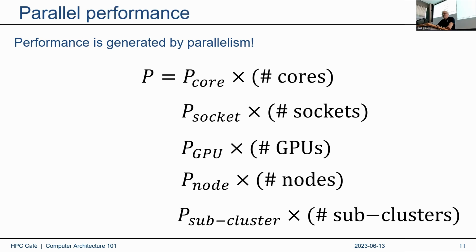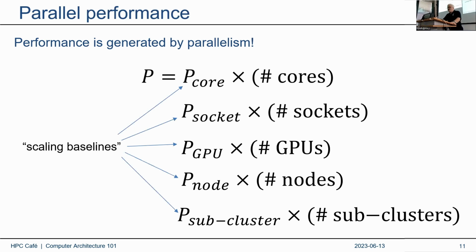So how I look at performance may depend on which hardware unit I use as a baseline. And this is very important because these hardware units have different bottlenecks that they share or don't share. So in terms of performance scalability, we call these hardware units scaling baselines. Some people are interested in how their code scales with the number of cores. Some are interested in how the code scales with the number of GPUs. So it's different points of view, and these scaling baselines are important.